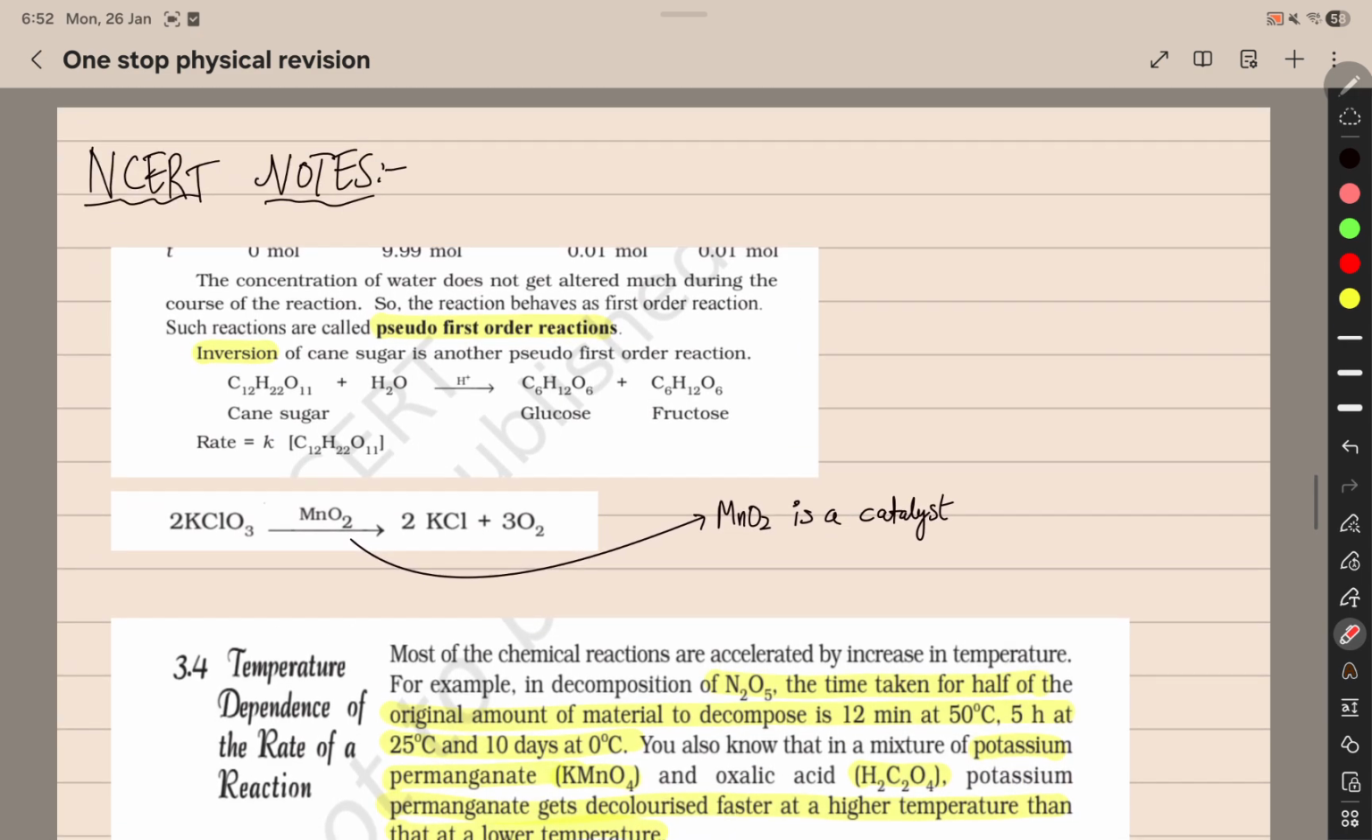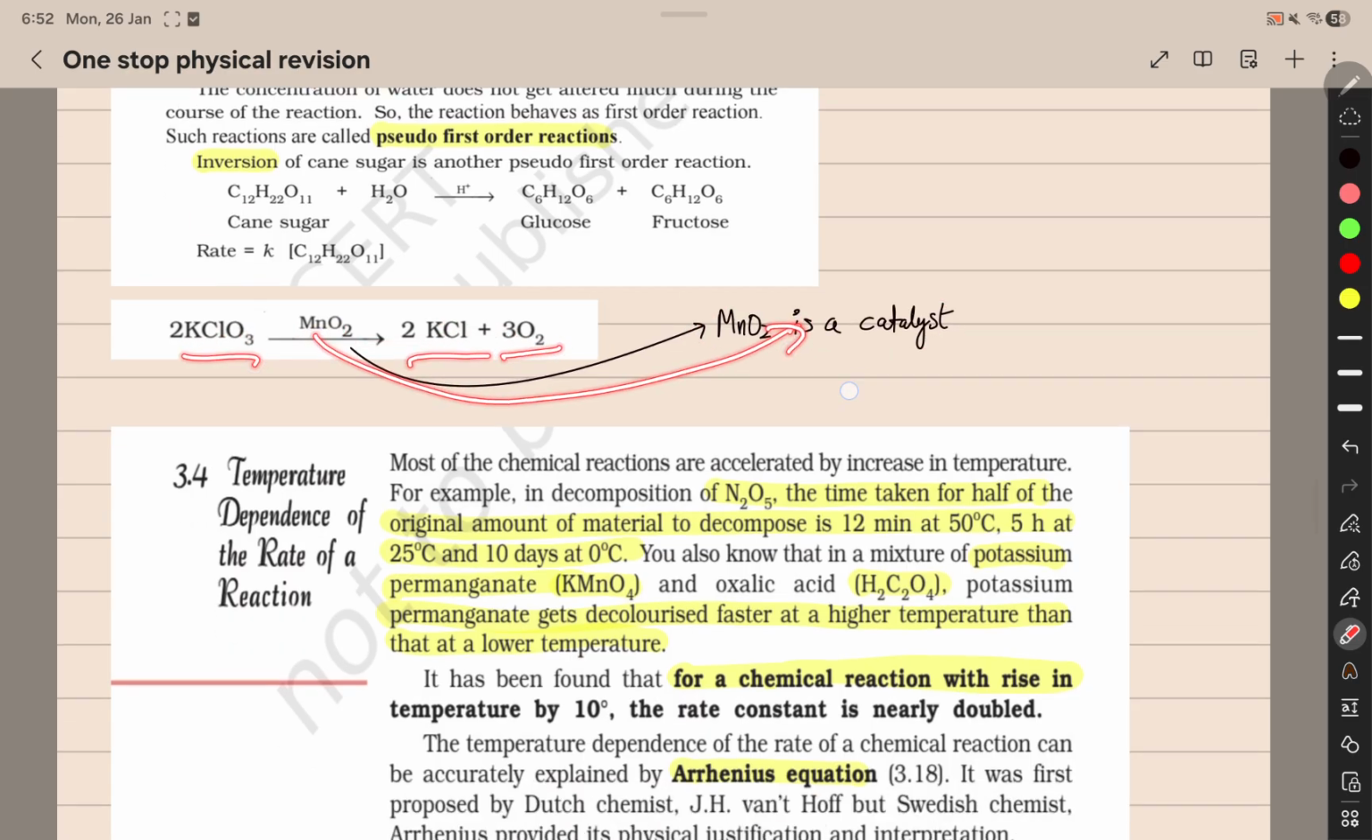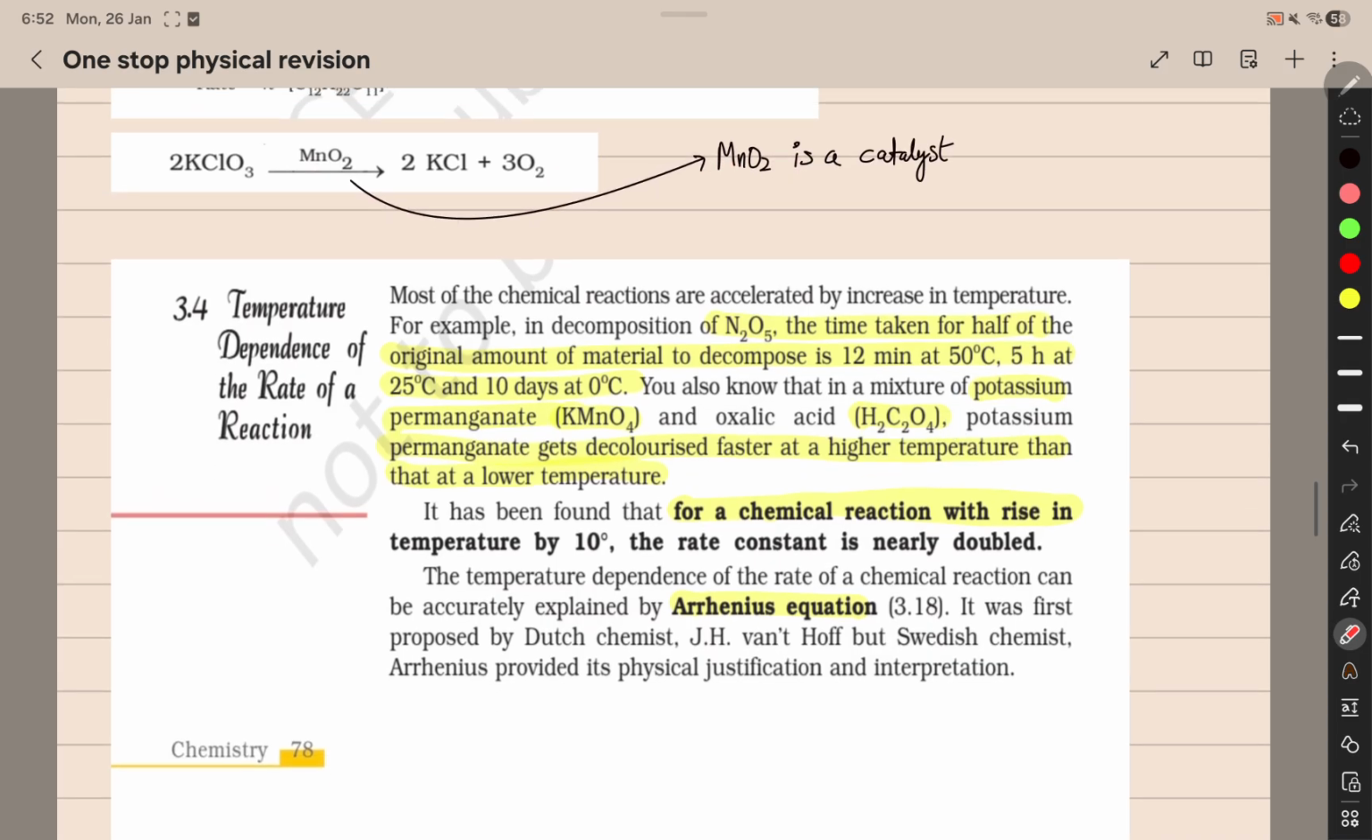Now here's some NCERT points that you guys must have missed. Pseudo first order reactions, they have given an example called inversion of cane sugar, which is your pseudo first order reaction. And then this reaction is specifically given in NCERT, saying that MnO2 is a catalyst. So KClO3 gives KCl plus 3O2, where MnO2 behaves like a catalyst.